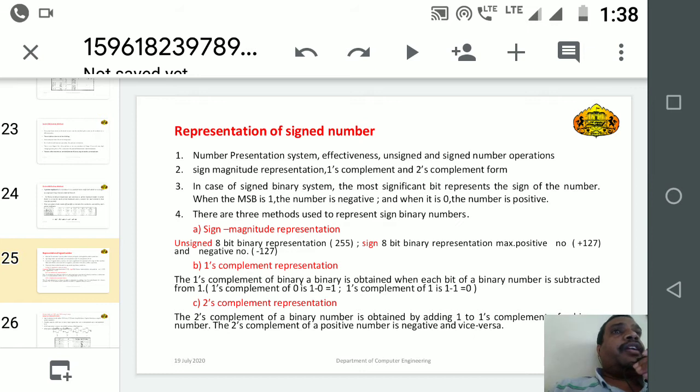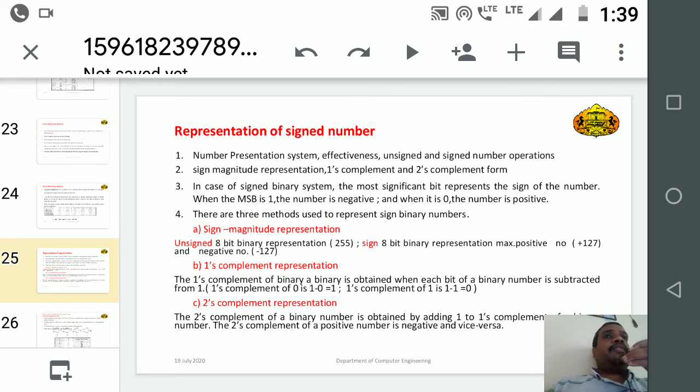If this bit is 1, then the number is negative, and if this bit is 0, then the number is positive. So this is the most important point: the MSB decides whether the number is positive or negative. There are three methods used to represent signed binary numbers. First is sign magnitude representation, second is one's complement representation, and third is two's complement representation.